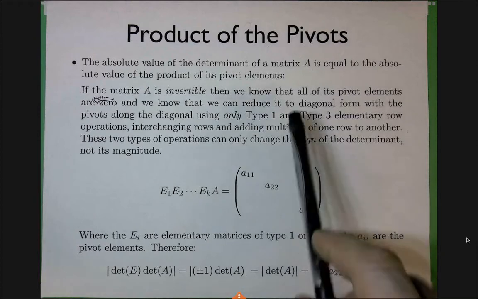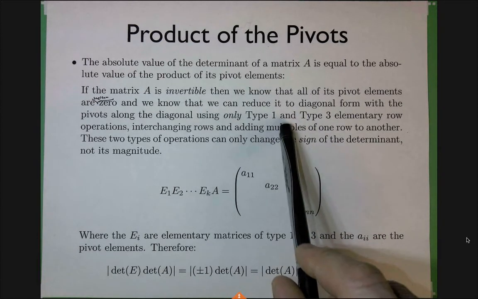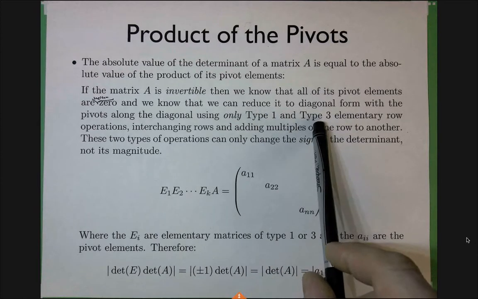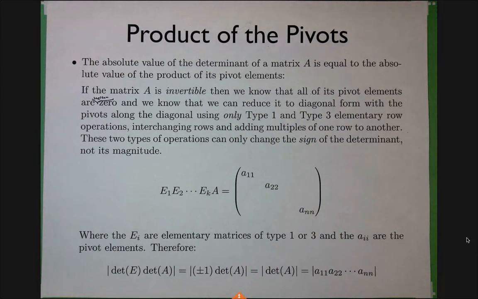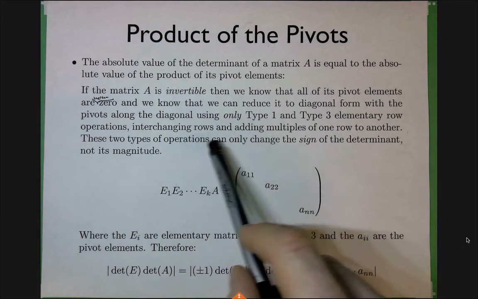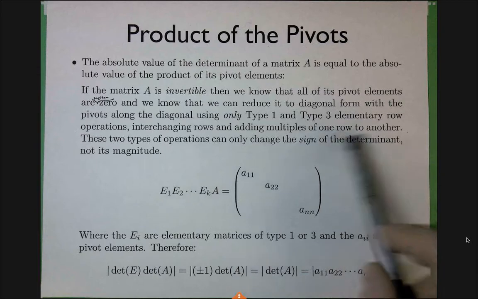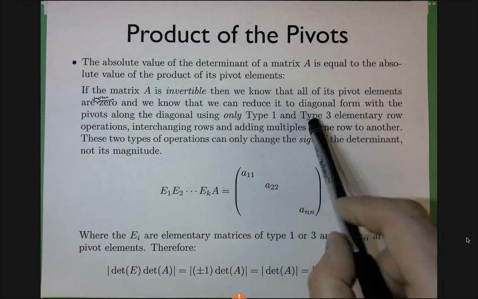Oh, right. The type 2 was multiplying a row by a scalar, so that's what we don't need here. We only need type 1 and type 3. Type 1 was interchanging rows, and type 3 was adding a multiple of one row to another. It's actually written here.